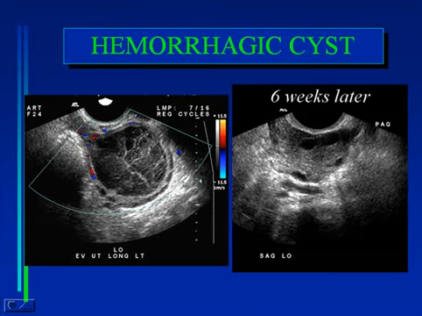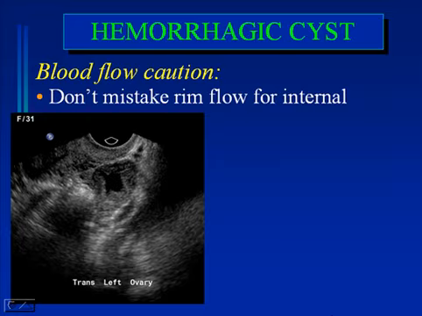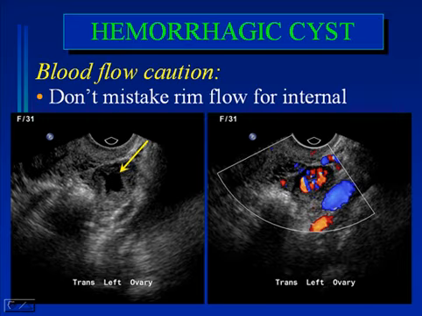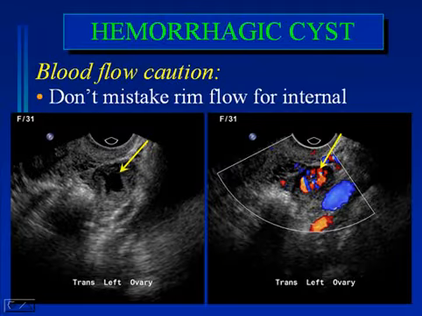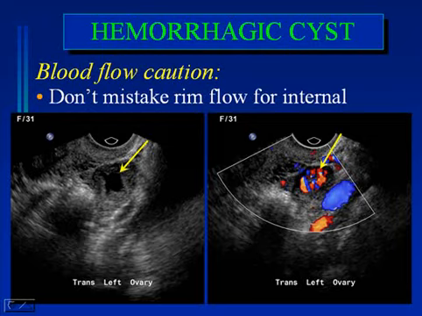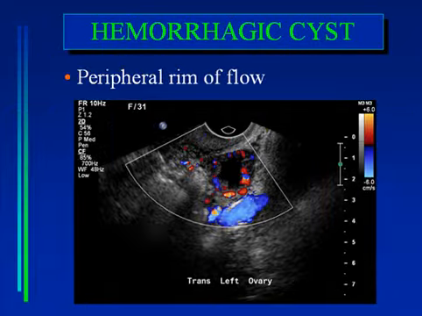The cyst has resolved. One other potential problem, though, is to see flow that is at the periphery of the cyst and partial volume making it look like it's actually within the cyst. Hemorrhagic cysts and corpus luteums often have a rim of flow around the periphery. And here you can see this rim of flow at the periphery has been projected into the region of the structure, making it look like there's actually blood flow within it.